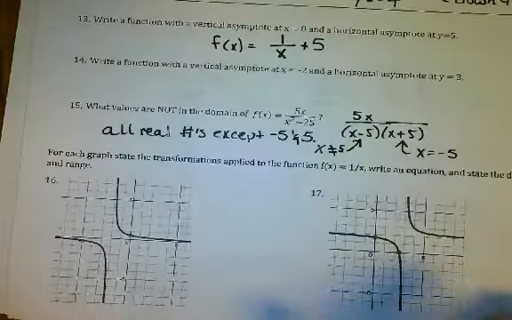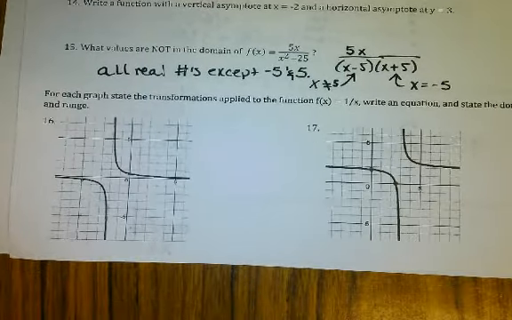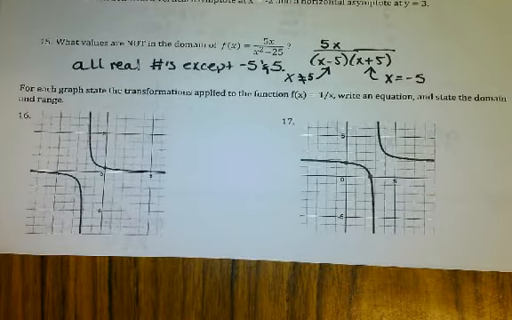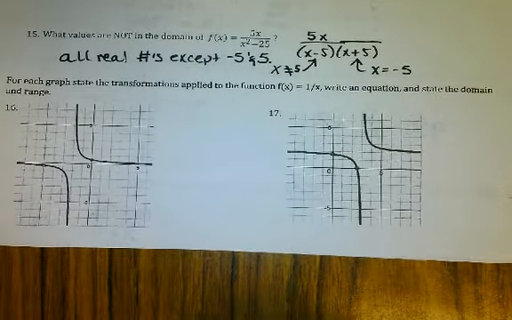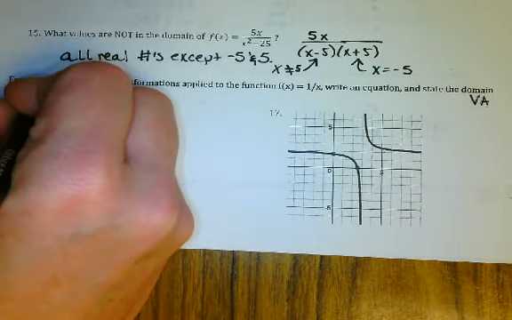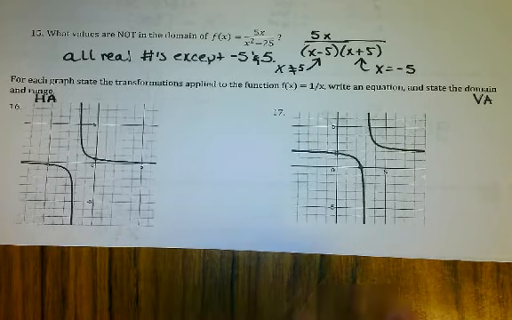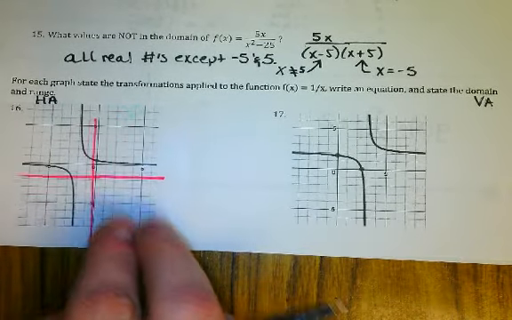Alright, on this one down here, for each graph, state the transformations applied to the function, write an equation, and state the domain and range. So remember, the domain is all about what the VA is, the vertical asymptote, and the range is all about what the HA is, the horizontal asymptote. Alright, so I'm going to use this again. I'll do this one over here.